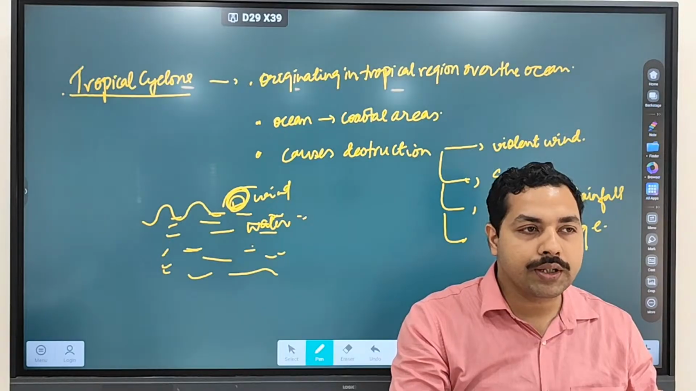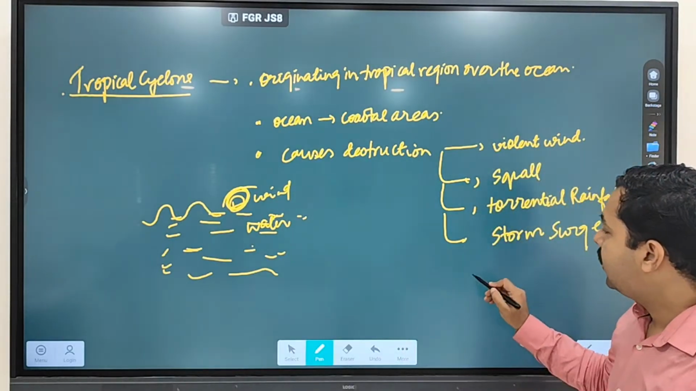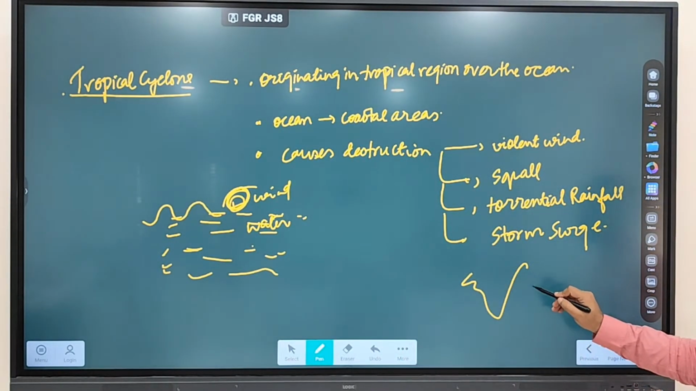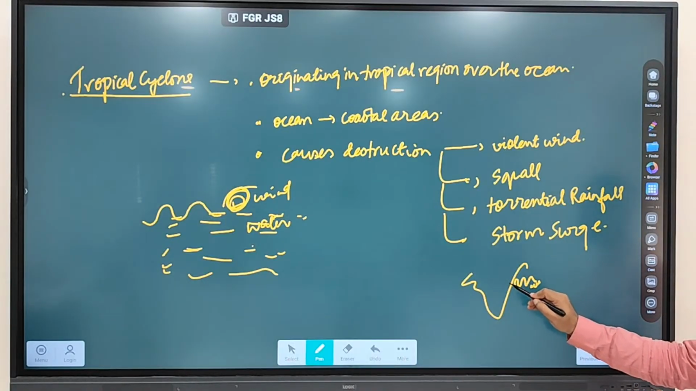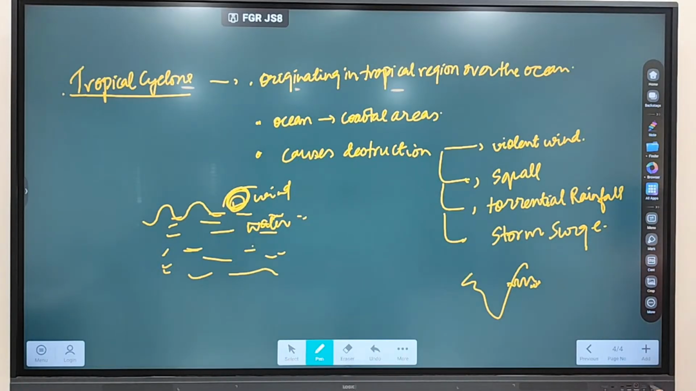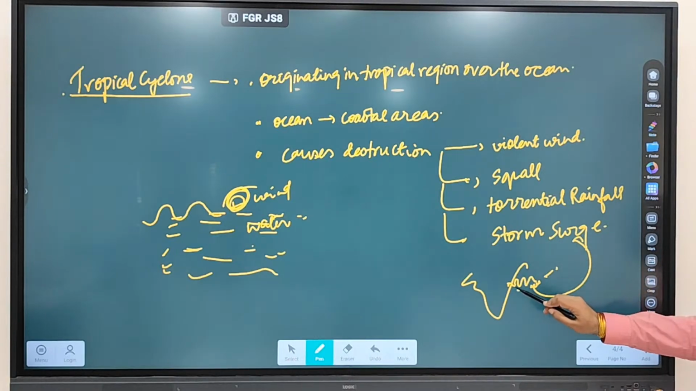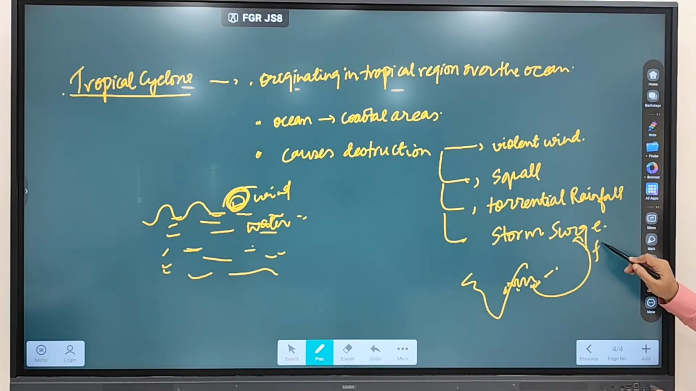Any doubt regarding this particular part? So let's say this is an area where cyclones are generating. What will happen to the waves? The waves generated because of cyclones will start to reach the coastal areas. When they reach the coastal areas, the water from the ocean enters the coastal areas. It causes flooding. So what is a storm surge?